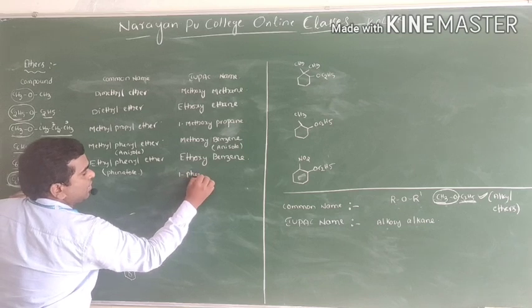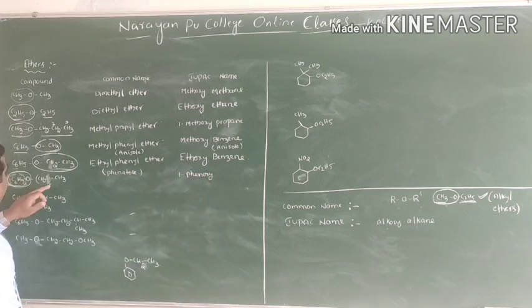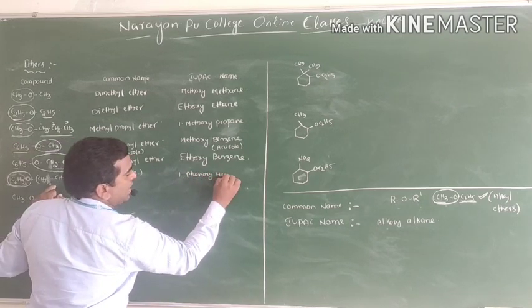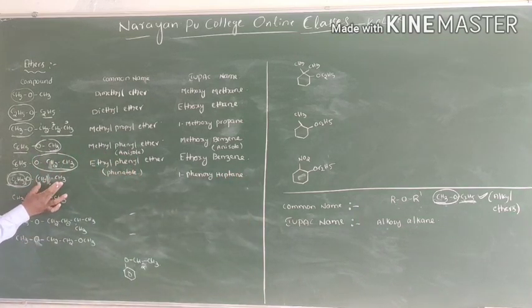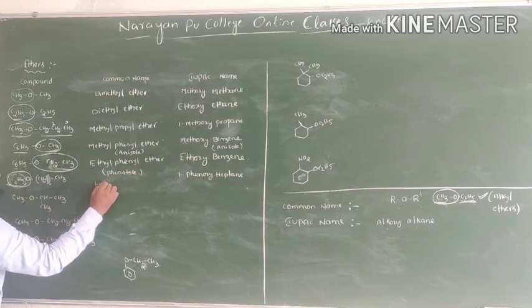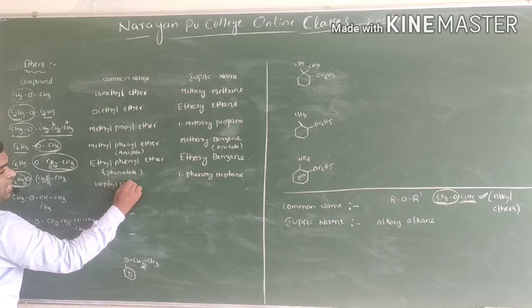1-phenoxy heptane. 7 carbon atoms are there. What is the common name here? Heptyl phenyl. Heptyl first we have to write here. Heptyl phenyl.